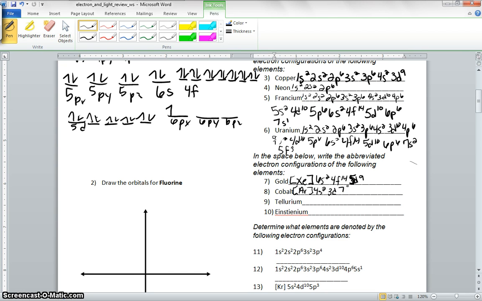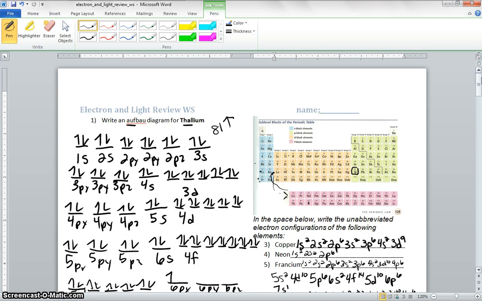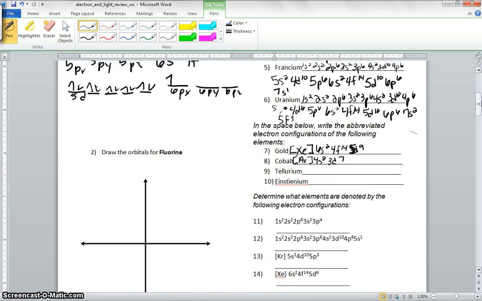And then we have tellurium. Where is tellurium? Well, tellurium is number right there, 52? Or is that 52? 52? Yep. So we gotta go to the noble gas before it. So all the way back, jump up, so it's krypton. So it's going to be Kr.